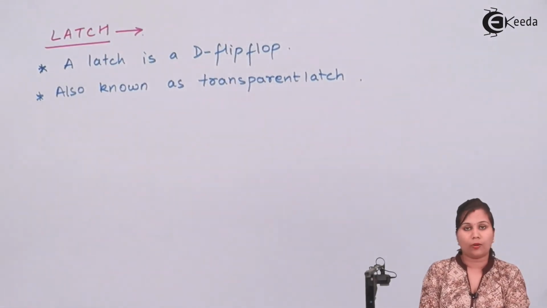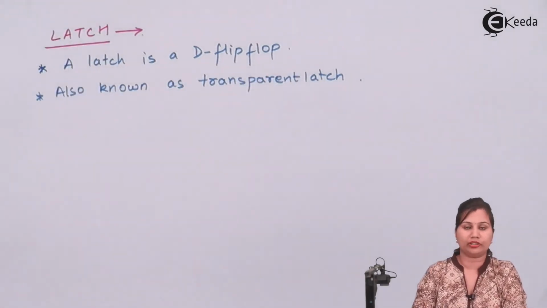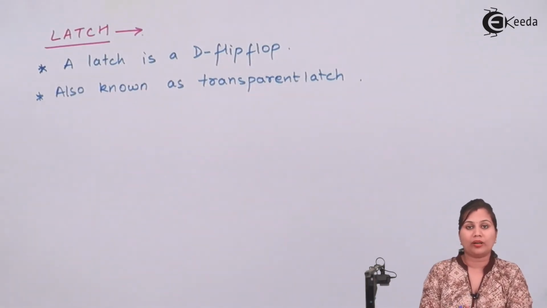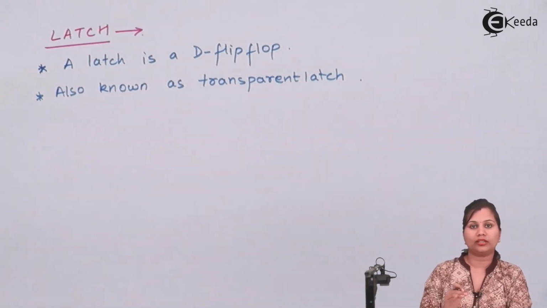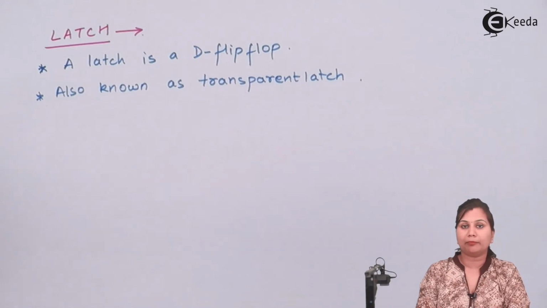Latch is also known as a D flip-flop, that is, D flip-flop is the other name for the latch, and it is also known as a transparent latch. Now a latch is used to hold the data until the next clock cycle, and this latch has a very important use in the microprocessor.